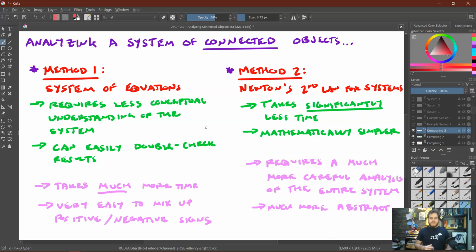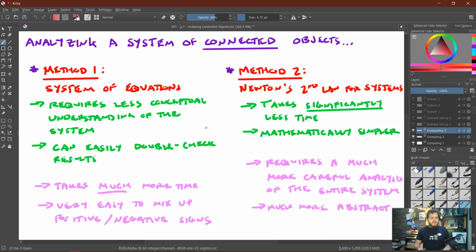For the system of equations, flip side from the other one, it takes a lot more time. So if you're crunched for time, you might be in a little bit of trouble. And it's also very easy to mix up your positive and negative signs and make sure everything comes out correctly. But Newton's second law for systems requires a much more careful analysis of the entire system. If you miss one external force, you're in trouble. So you have to make sure you have a really good conceptual grasp of everything involved there.